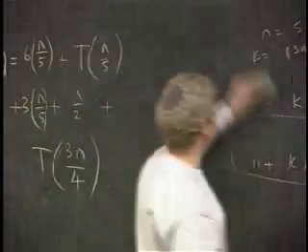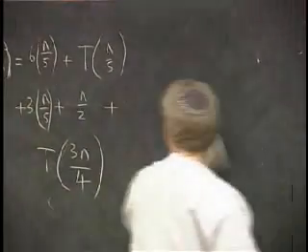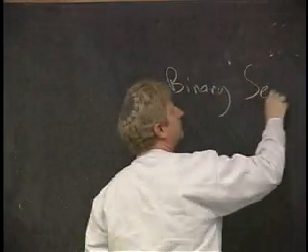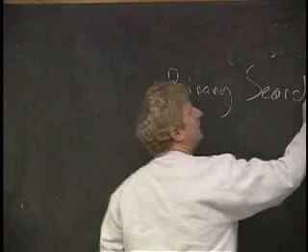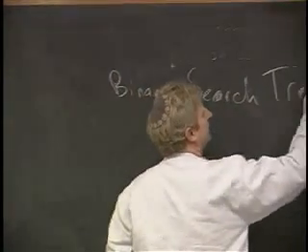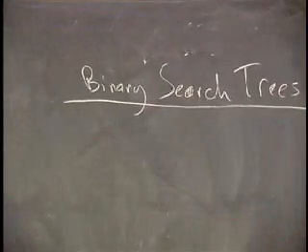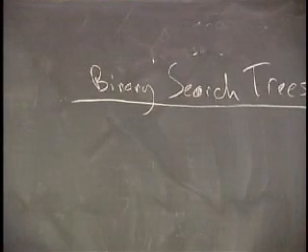All right, enough of this. Let's talk about searching and a data structure called binary search trees. This is going to lead us into red-black trees.